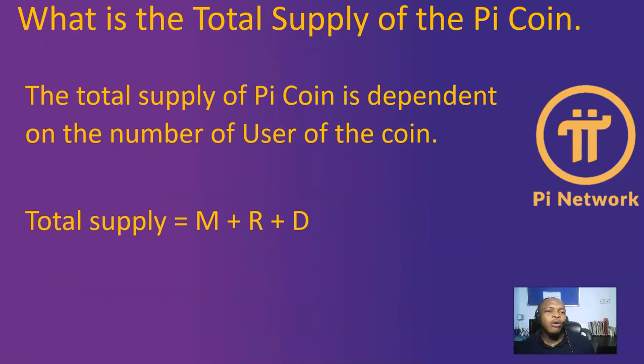So what is the total supply of the Pi coin? The total supply of the Pi coin is dependent on the number of users of the coin. The formula is M plus R plus D. M is the total number of users of the coin, and this is capped to a maximum of 100 million users. I'm not saying that more than 100 million users cannot use the coin. I'm just saying that it is designed in such a way that there is a number of coins for each person up to 100 million persons.